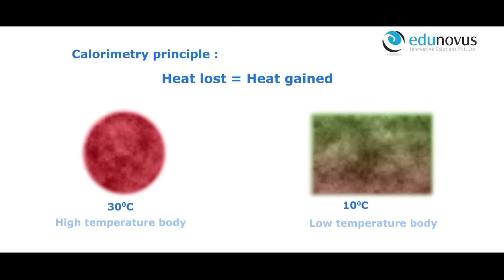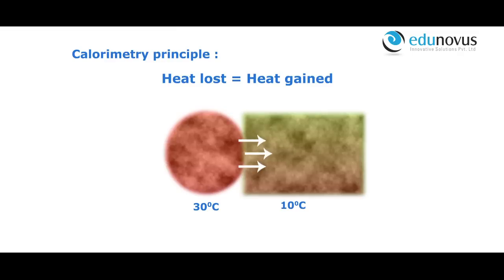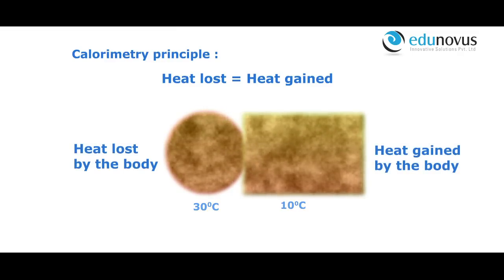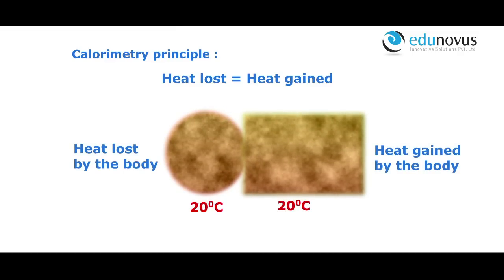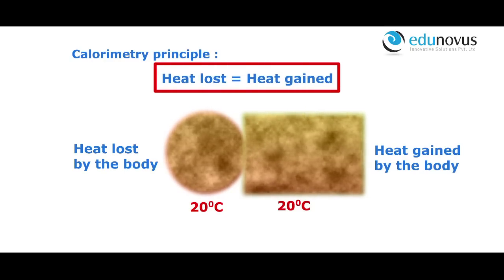When the latter is brought in contact with the body at high temperature, the high temperature body loses heat and the cold body gains heat. Therefore, according to the principle, the heat lost by the hot body is equal to the heat gained by the cold body.